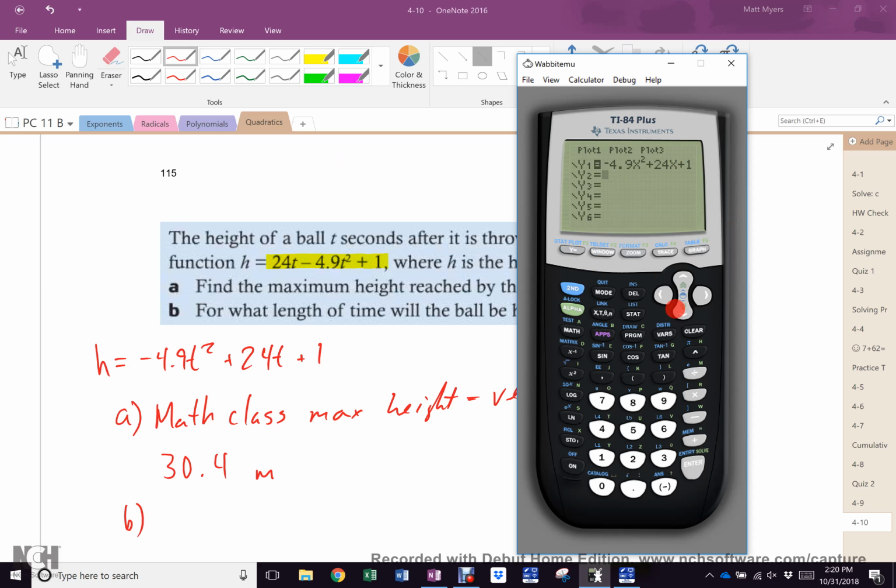Oh, this is making me sad. What will I enter? To get a line on the graph at y equals 20 meters. What will I enter? Y equals 20. Graph.